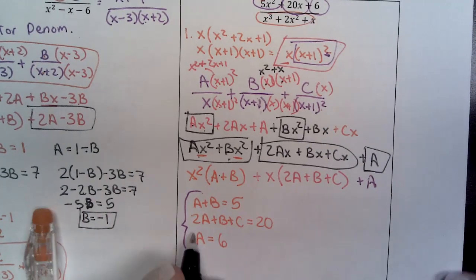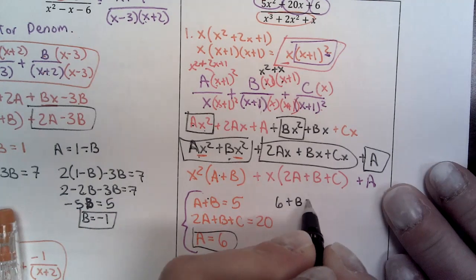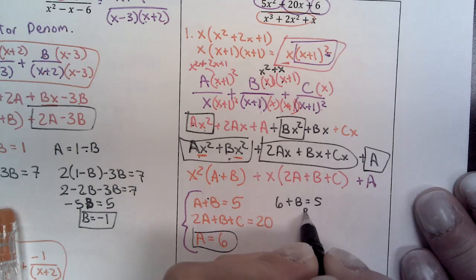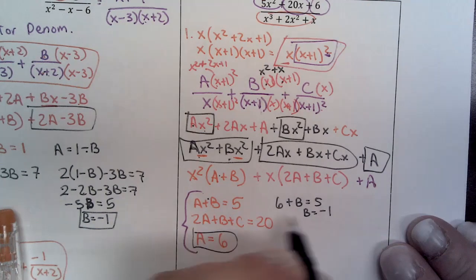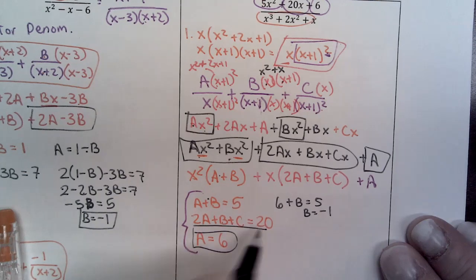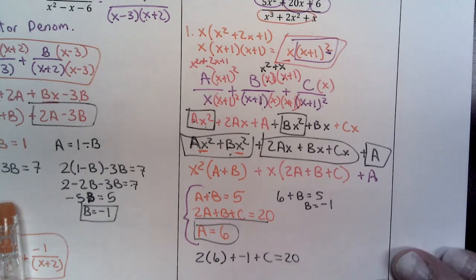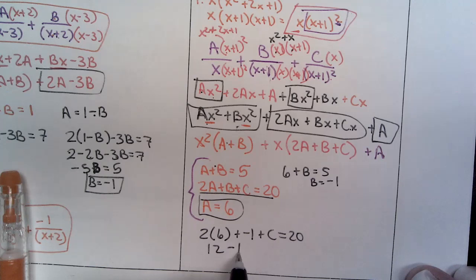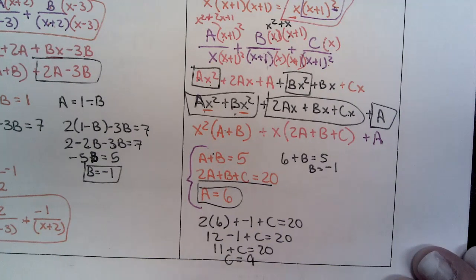I know a equals 6, so I'm going to plug that in here. So 6 plus b equals 5, which means b has to equal -1. Now I've found a and b, so I can solve this last one. 2 times 6 plus -1 plus c equals 20. So 12 minus 1 plus c equals 20. 11 plus c equals 20. So c has to equal 9.